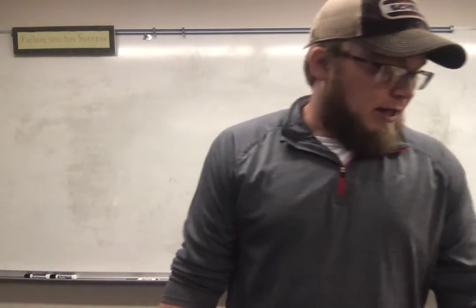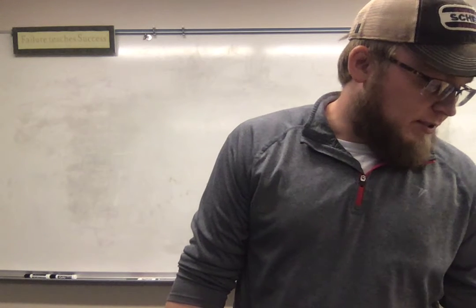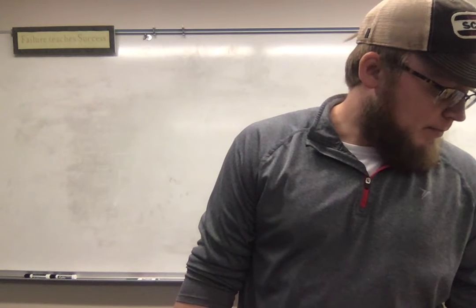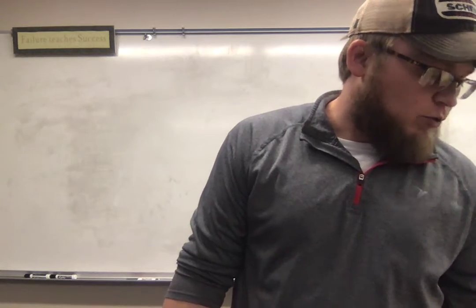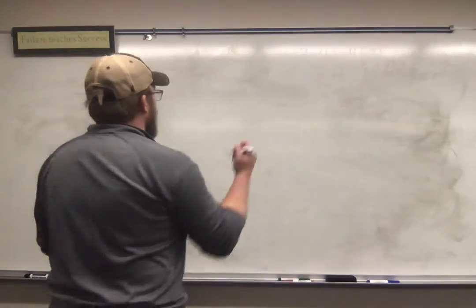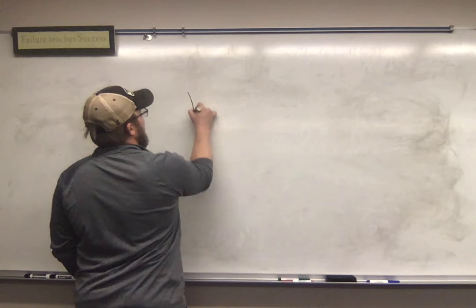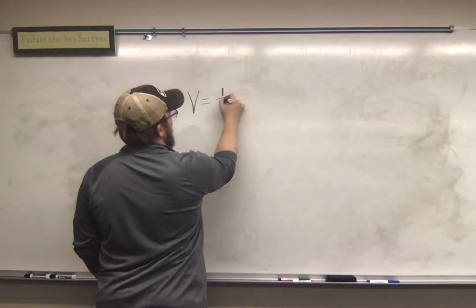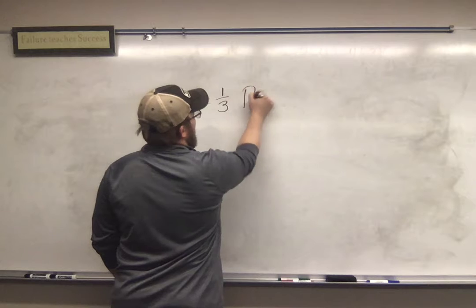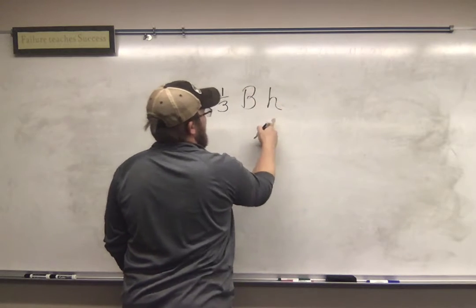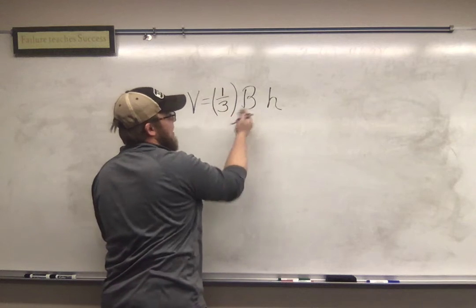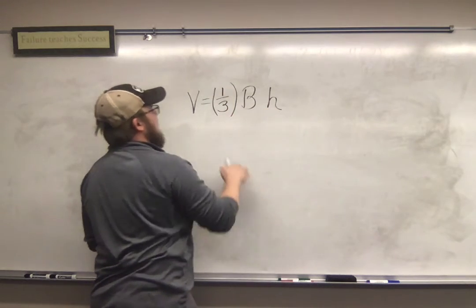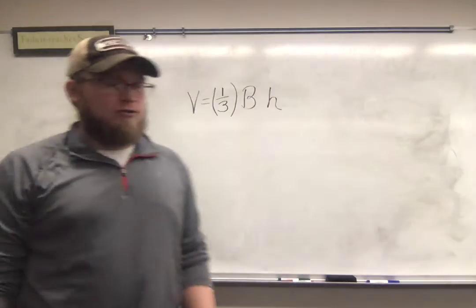Let's see what it wants us to do for that one. It says volume equals 1/3 base times height. So here's the formula: volume equals 1/3 BH. And that just means times them all together. Find the base, find the height, and times them all together.